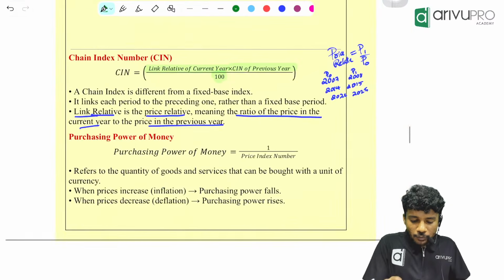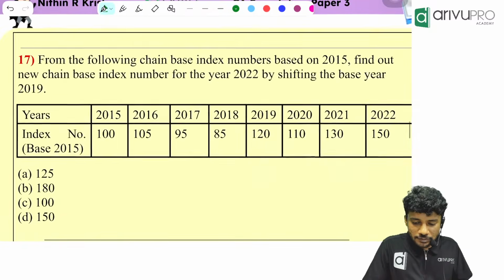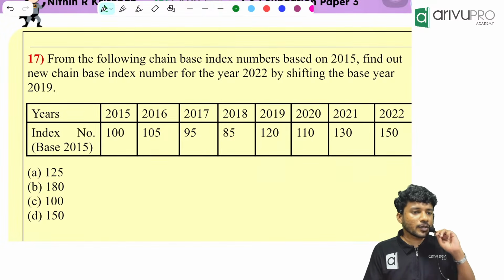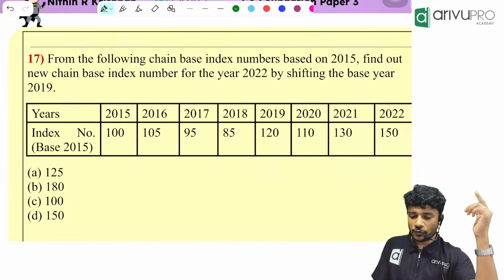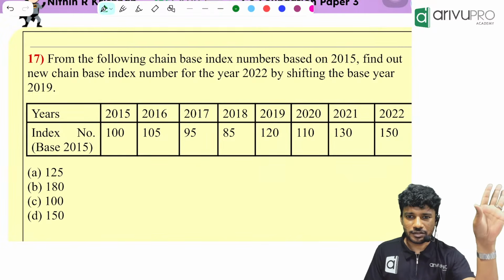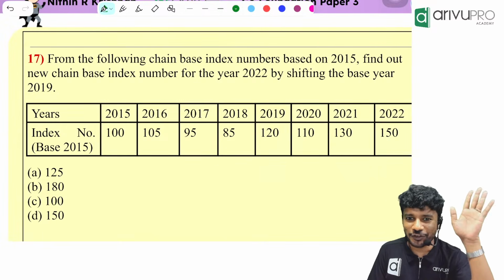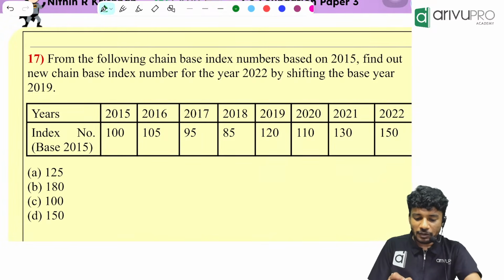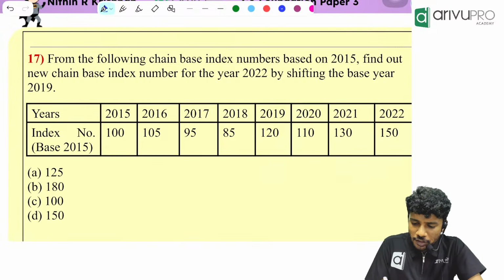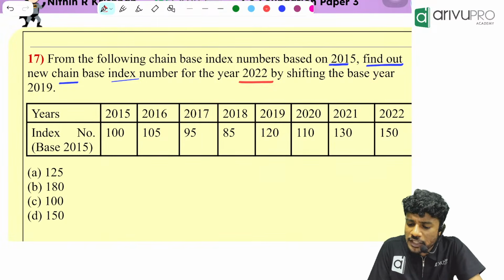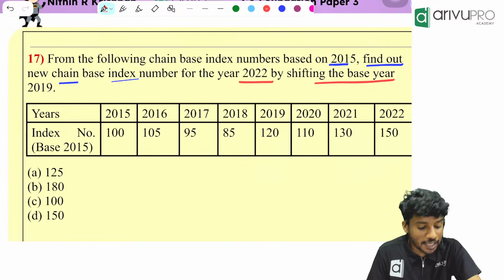Now, we are going to this question. Try to do it. You can make a note. It is the workbook question. Whatever question you are seeing over here will be there in the workbook. Don't even worry, the question will be there in the workbook. From the following chain index number, based on 2015, find out the new chain index number for the year 2022 by shifting the base year to 2019 is the question.